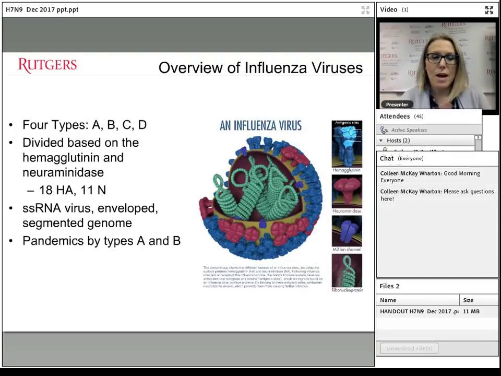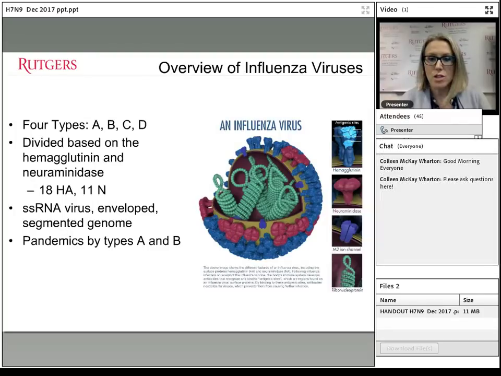Neuraminidase is the N. Neuraminidase is also on the outside of the influenza virus, and it's shown in this picture as pink. And this is a glycoprotein, but it also produces an enzyme which helps to break the binding of the virus to this host cell. This is really important for infection and also release of virus particles.